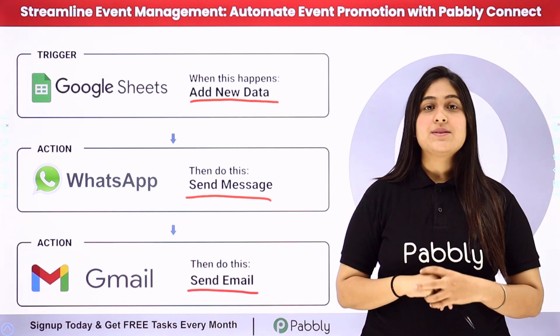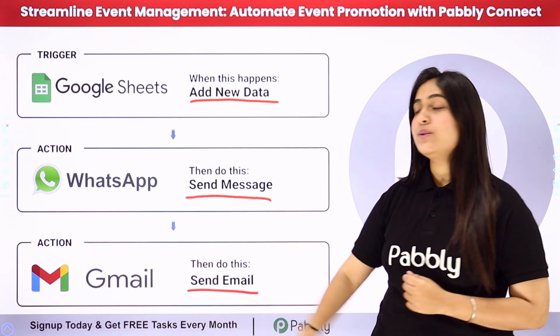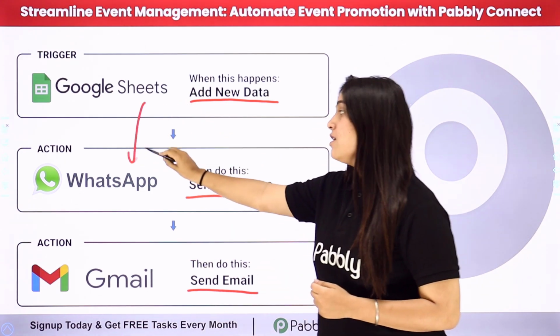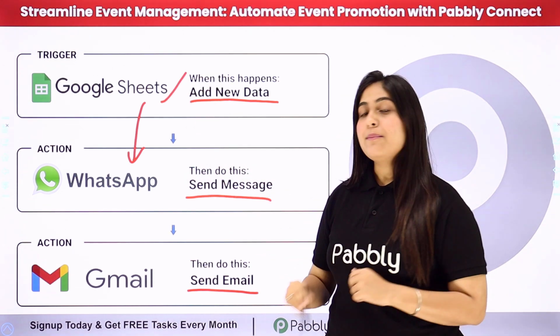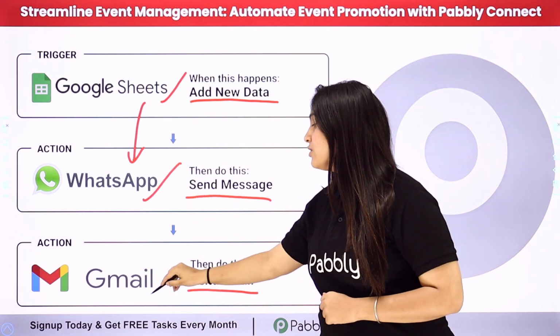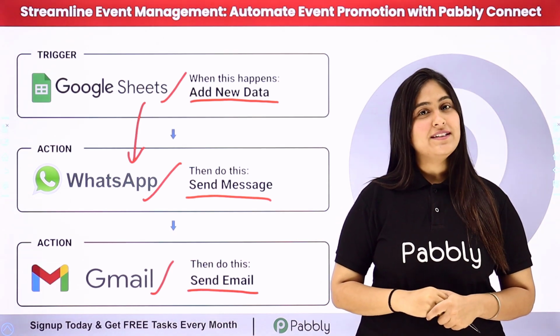So to automate this process, we will use an automation software named Pabbly Connect, in which we need to connect our trigger and our action. In this process, our trigger application will be Google Sheets and our action applications will be WhatsApp Cloud API and Gmail. So to learn this process step by step, let me take you to my screen.